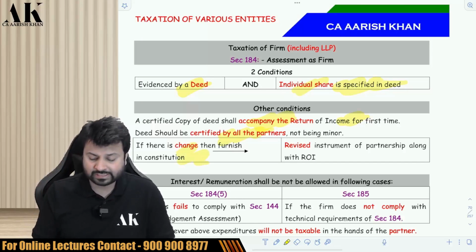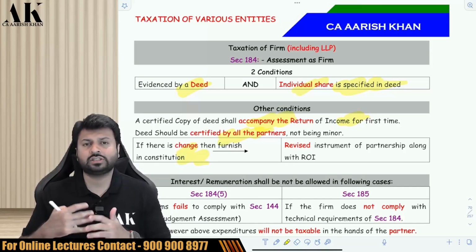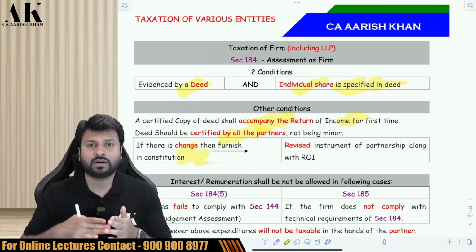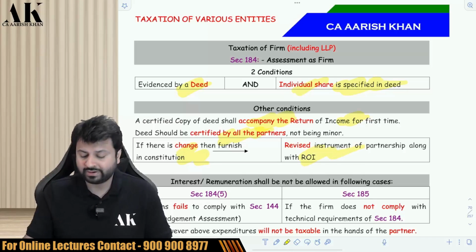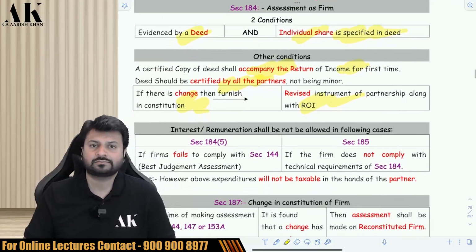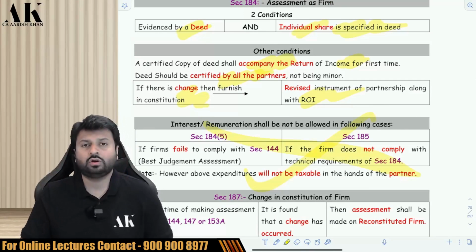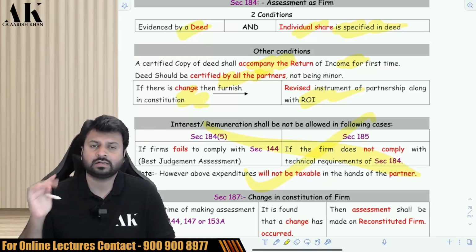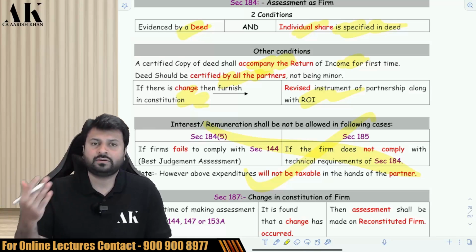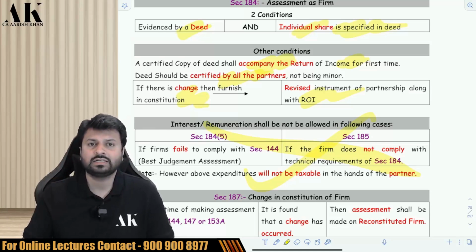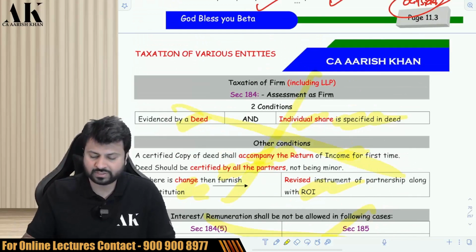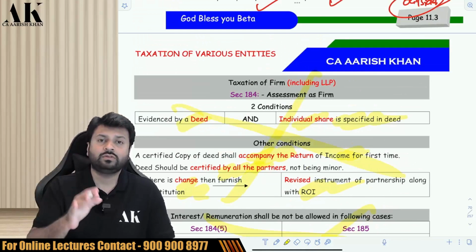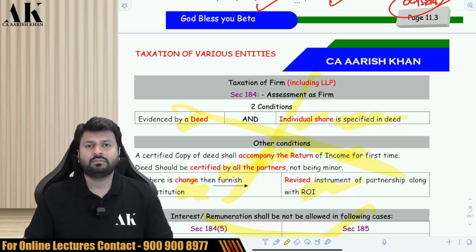Next, if there is a change in your deed, meaning a change in your partnership firm, like some admission of a partner or retirement of a partner, then you have to file a revised instrument. If you do not do all these things, the law says that the partnership firm will not get the deduction of remuneration and interest paid to the partners. Generally, when a partnership firm pays remuneration and interest to the partners, the firm gets a deduction of that. But if you do not fulfill these conditions, which are some technical requirements you have to fulfill as a partnership firm, then you are not going to get the deduction of remuneration and interest.